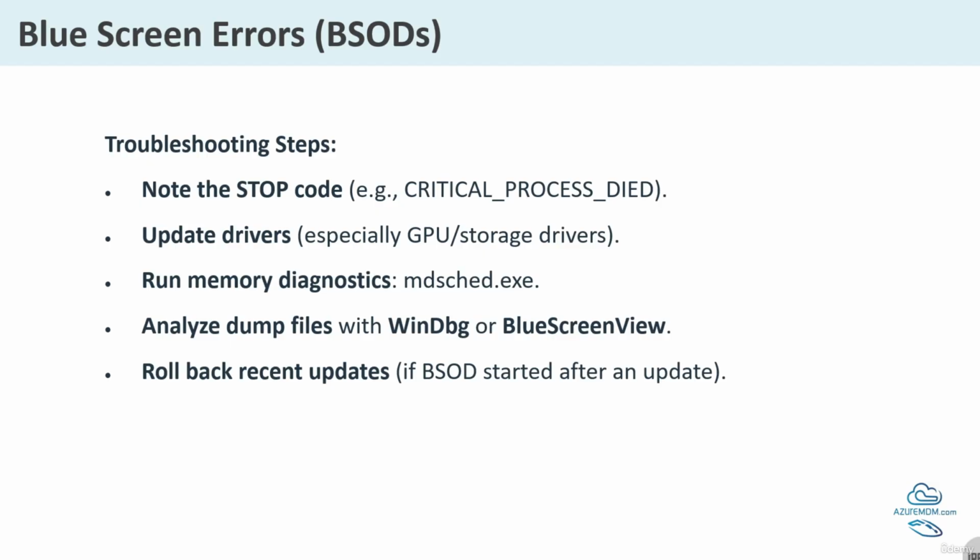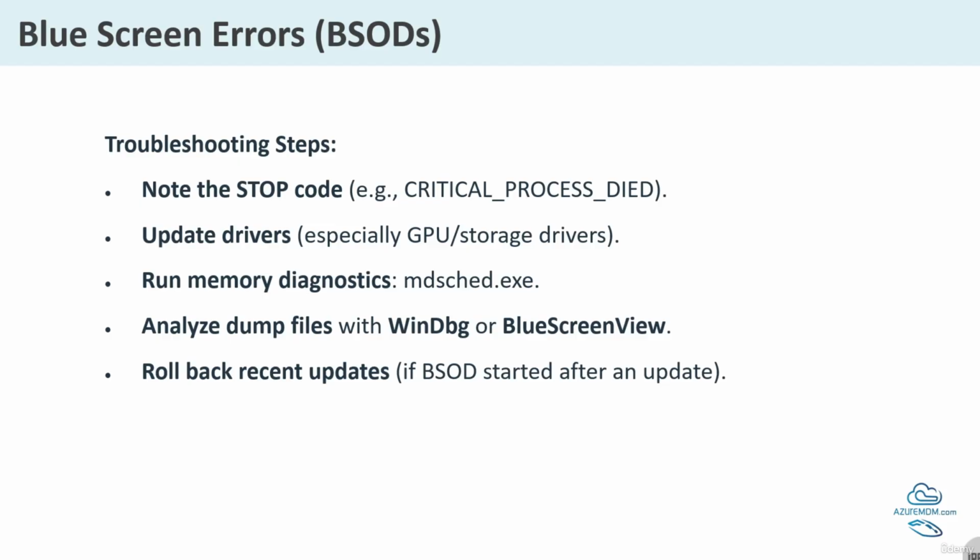Second, update drivers. Drivers are like translators between your hardware and Windows. Outdated or corrupt drivers often cause BSODs. Focus on updating the graphics card, like the GPU, and storage devices first, as they commonly cause the crashes. Always download drivers directly from the manufacturer's website rather than using Windows Update.